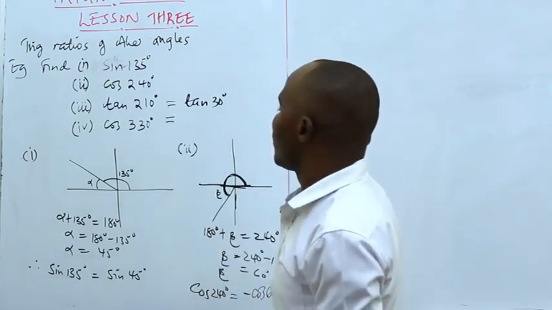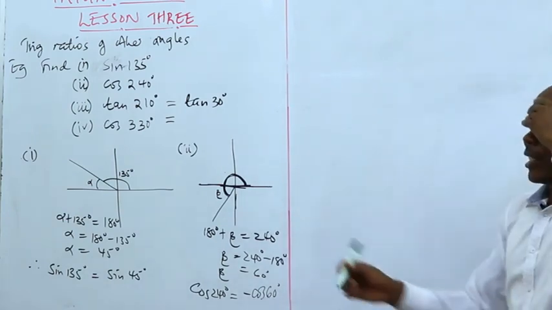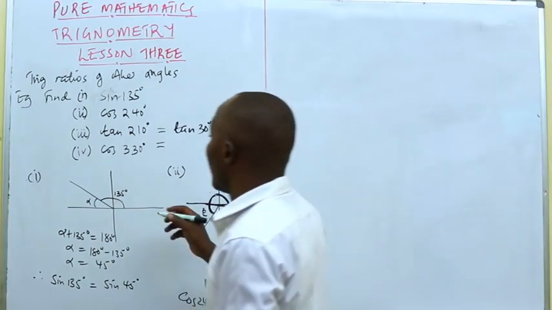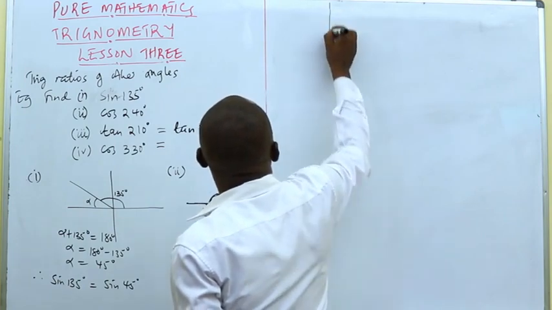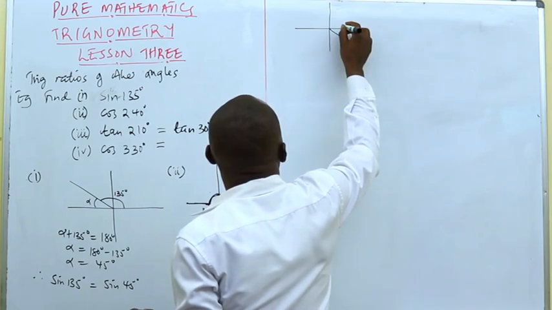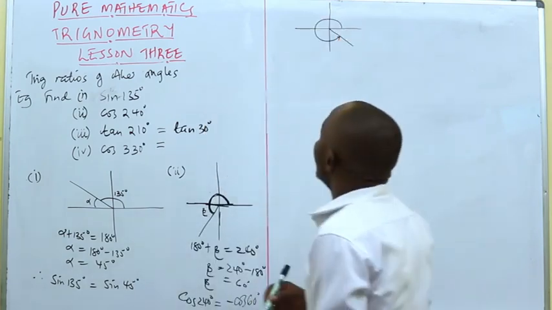Cos of 330. First of all, 330 is in the fourth quadrant. Cos is positive in the fourth quadrant. If I draw something here, 330 is here. So I'm going to move till I reach there. Are you seeing?